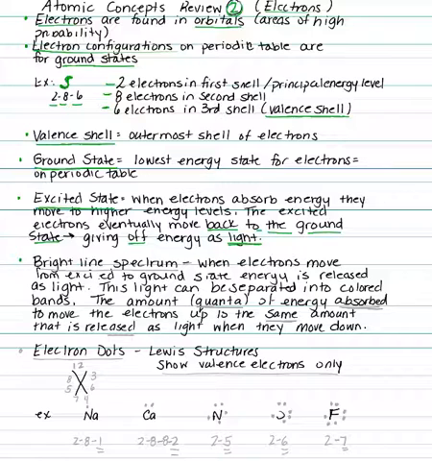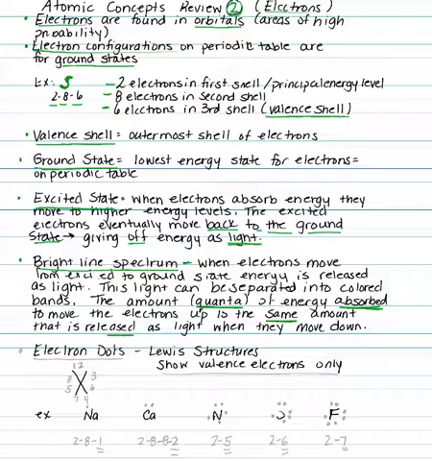Bright line spectrum happens when electrons move from that excited state back down to the ground state, and the energy is released as light. The light can be separated into colored bands, and the amount of energy, which is what we call the quanta of energy, that was absorbed to move the electrons up to the excited state, is actually the same exact amount of energy that is released as the electrons release light as they move back down.